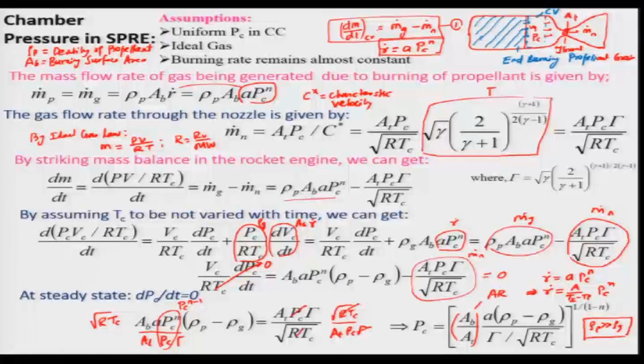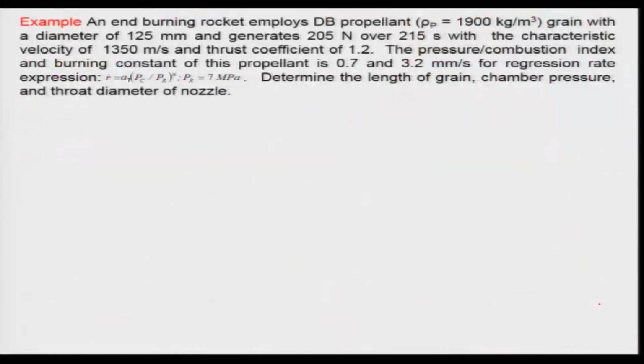Now, from this expression you can see that chamber pressure is also a function of n, because of this term. If n is closer to 1, it becomes a very large value, 1 over 1 minus n. Therefore, it will be problematic and may lead to a tremendous increase in chamber pressure, and may lead to explosion. So one has to be very careful about it. Let us take an example just to see how we can apply this.